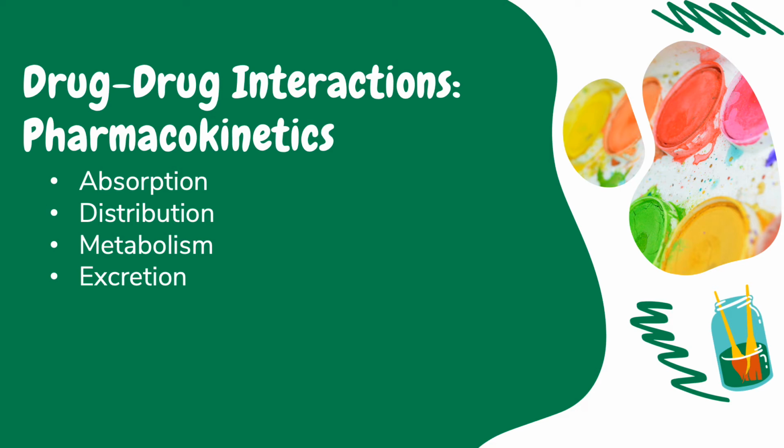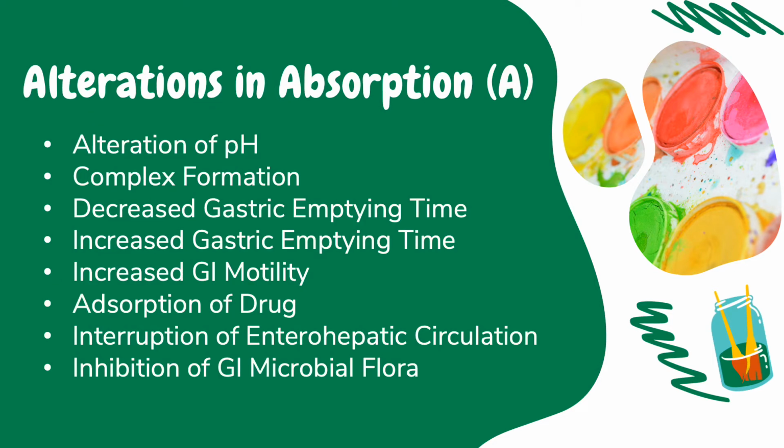The next type of drug interaction is between two drugs. The drug-drug interaction can be classified into pharmacokinetic type and pharmacodynamic type. For pharmacokinetic type, it affects our ADME, or the absorption, distribution, metabolism, and excretion. For alteration in absorption, we have the following.